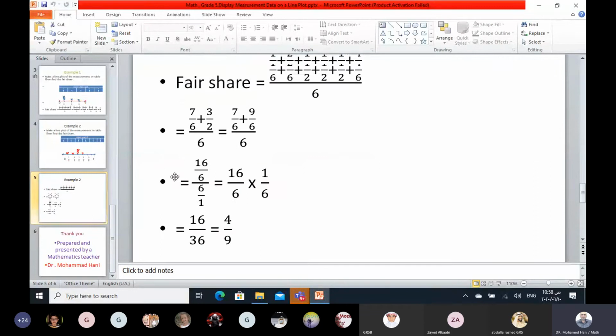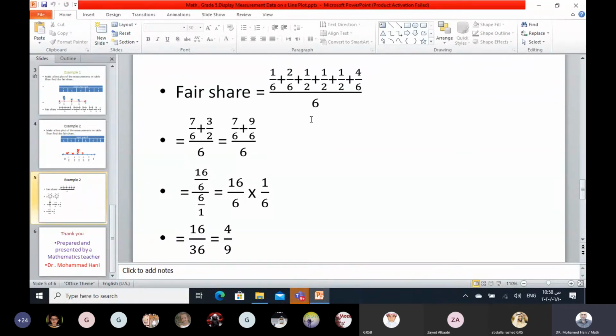So I can write: fair share equals the sum of the numbers inside the table, divided by the amount of the numbers. We have 6 numbers. Now add the like fractions. Here we have 6, 6, and here 6. We can add all of the fractions. 1 plus 2 plus 4 will be 7 over 6.